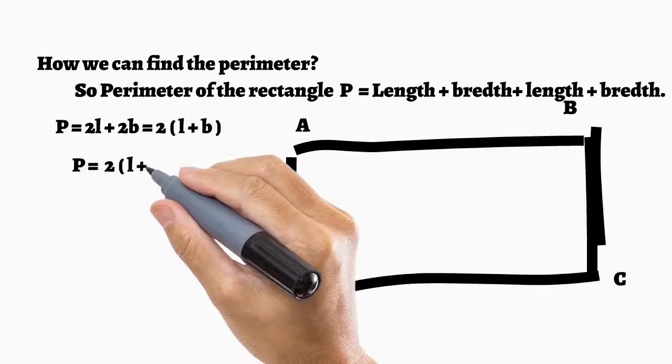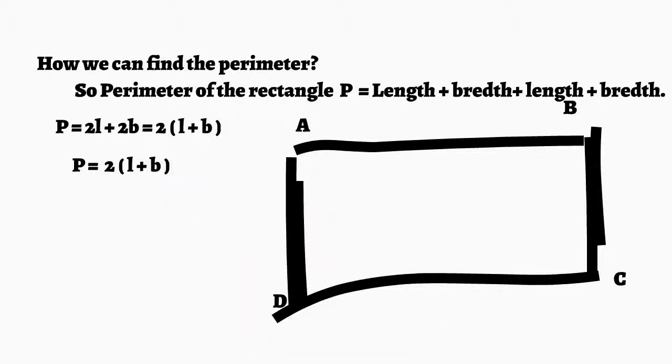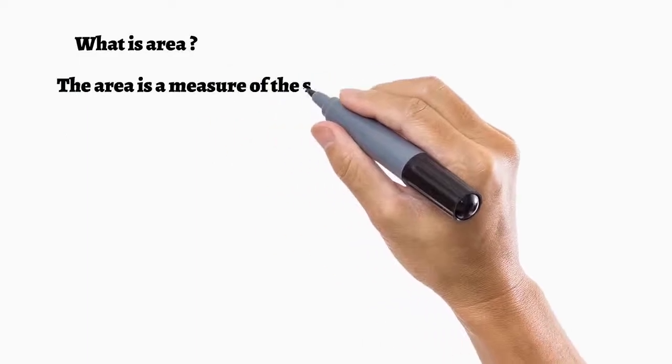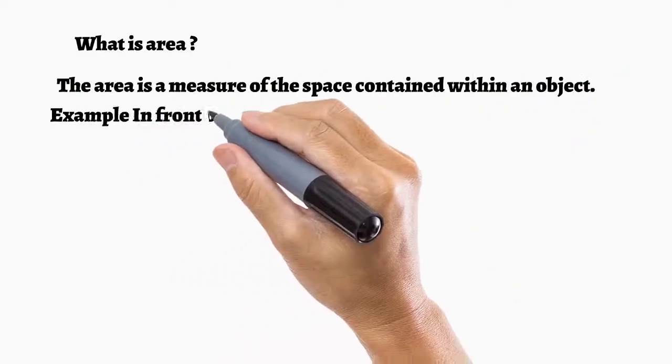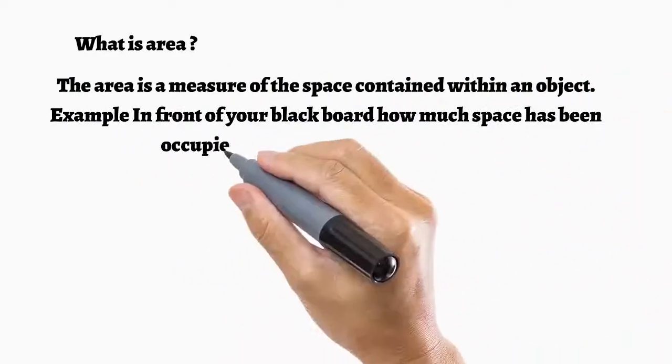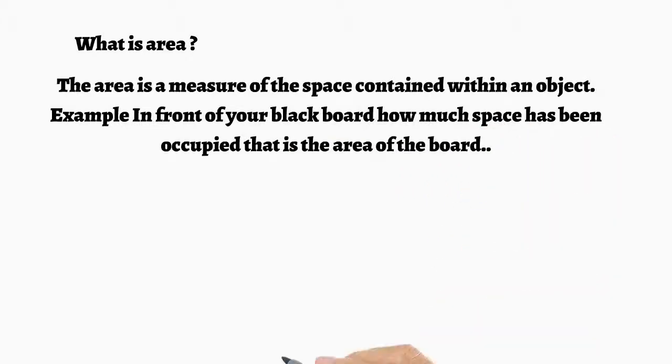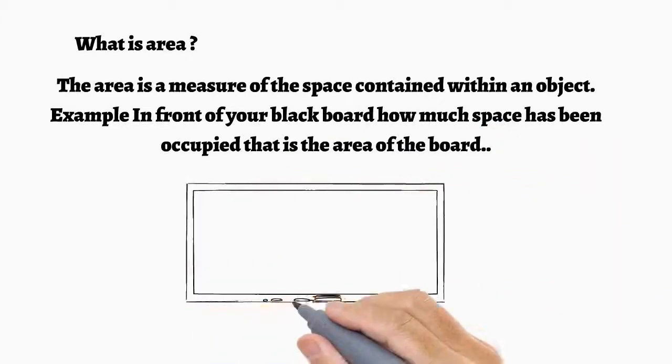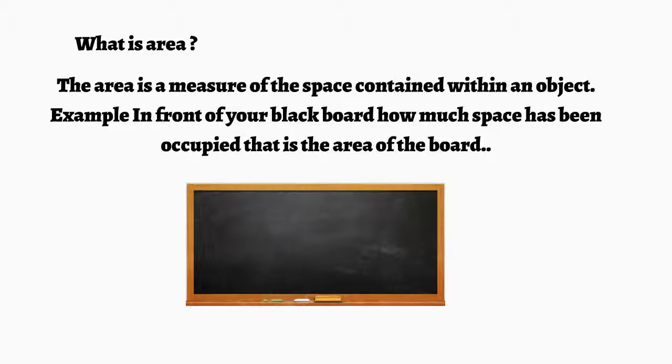Now we have learned the perimeter and its equation. What is area? The area is a measure of the space contained within an object. For example, the space occupied by your blackboard is the area of the board. The area of the rectangle is length into width. Area of the rectangle equals L into B.